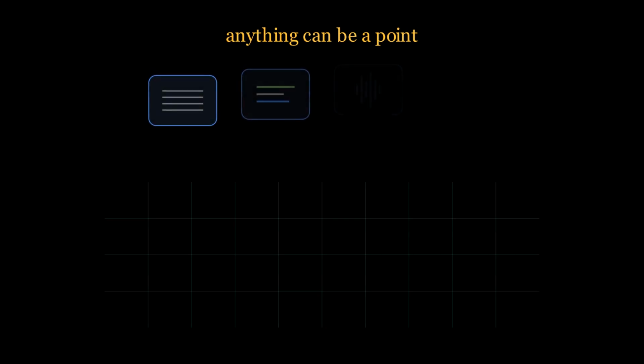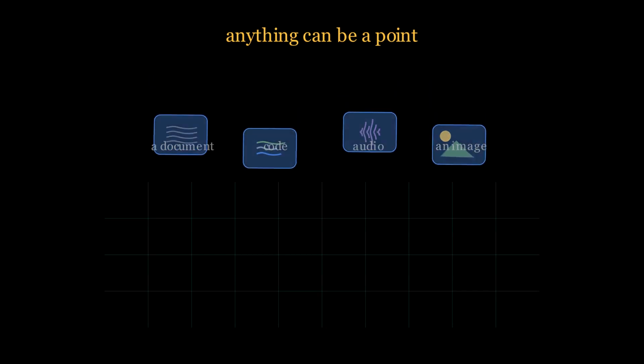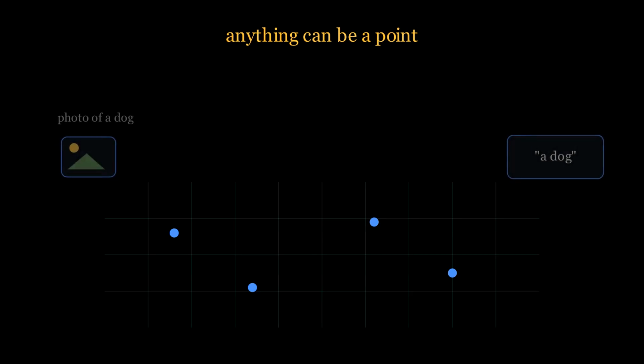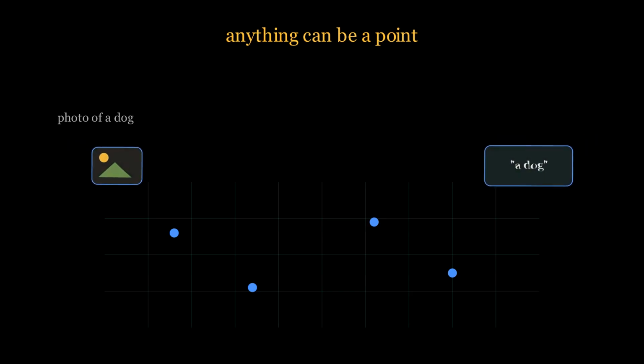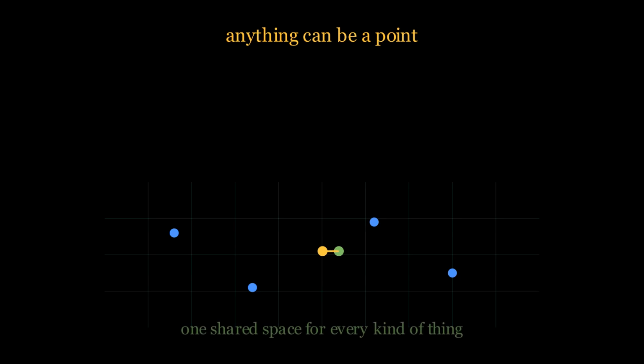And once you accept that meaning can be a point in space, the idea escapes language entirely. A whole sentence can be one point, so can a paragraph, a document, a photograph, an audio clip, a snippet of code, a product, a user. And here's the striking part. You can train 2 different encoders to put their outputs into the same space so that a photograph of a dog and the words "a dog" land in nearly the same spot. That's how you search a photo library by typing, or find a song by describing it.